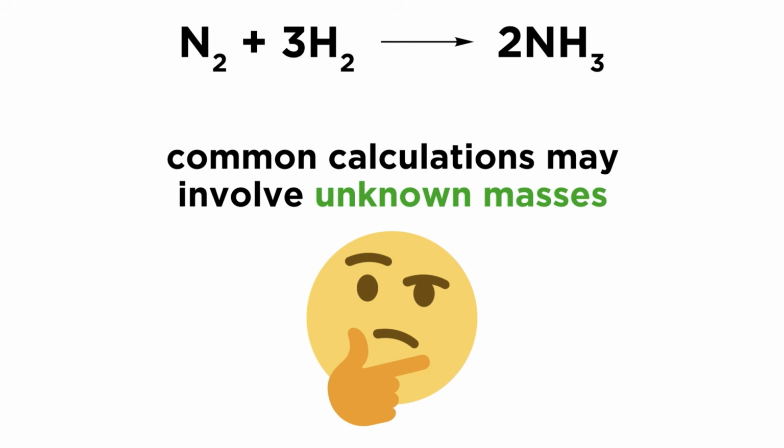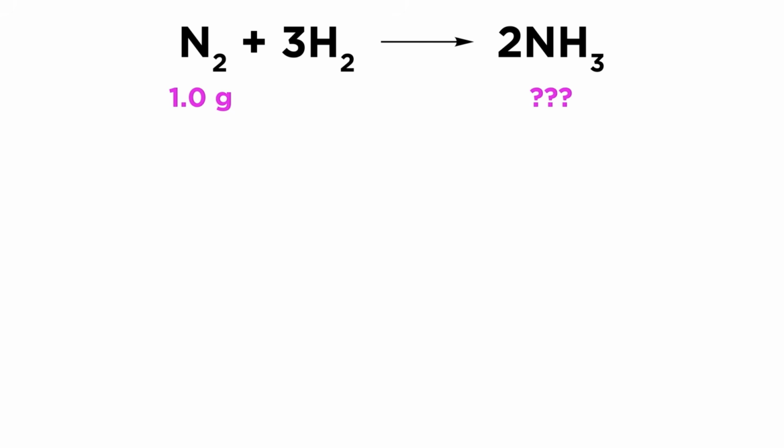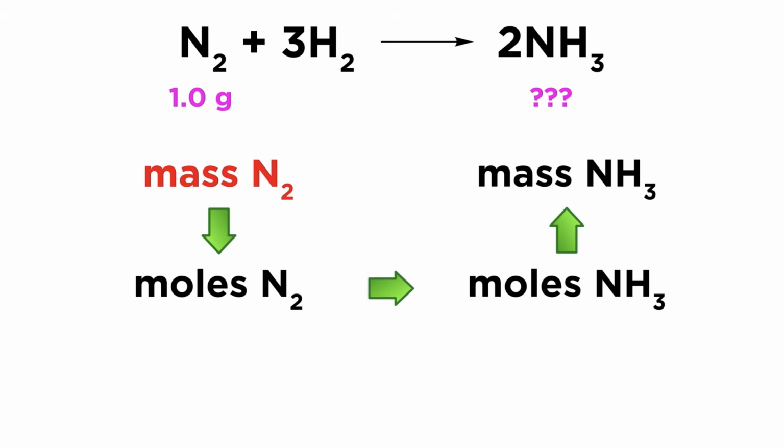A common calculation will involve being given information about the mass of one substance and being asked about the mass of some other substance. Say we are given the mass of a reactant and asked what mass of product to expect. We would simply convert that mass to moles using the molar mass of the reactant, then use the stoichiometric ratio to convert to moles of product, meaning the coefficients in the balanced equation, and then use the molar mass of the product to convert to mass of product.